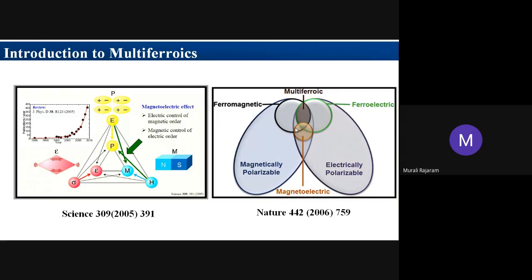Magnetoelectric materials can have other magnetically and electrically polarizable states. Apart from ferromagnetic and ferroelectric, you can also have paramagnetic and paraelectric. Still, it is called magnetoelectric or magnetodielectric materials. We are going to concentrate only on this class of materials called multiferroic materials, and this region, magnetoelectric multiferroic materials. This region is a very special class of materials which is most important, and people are concentrating on this class of materials.